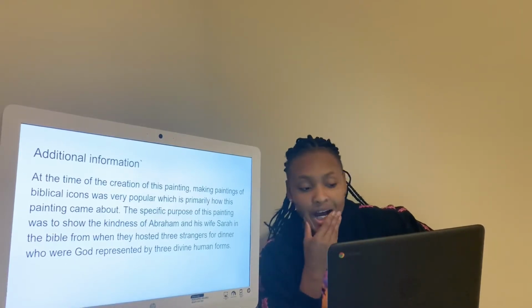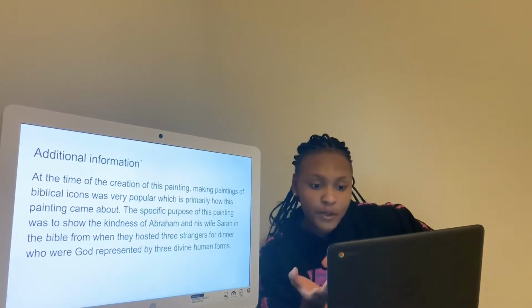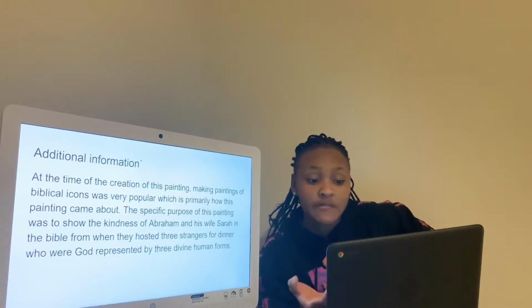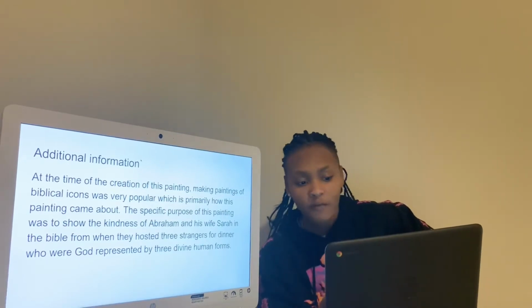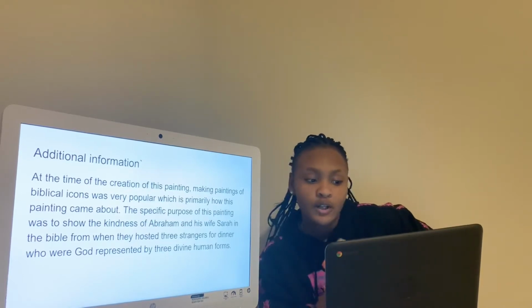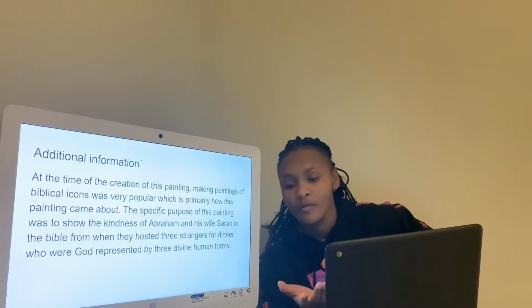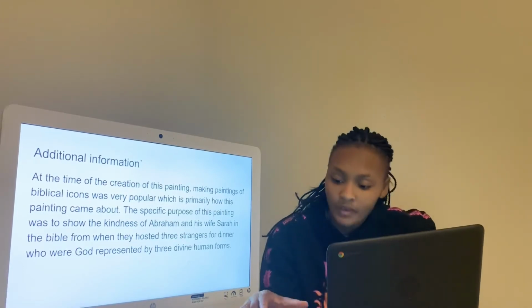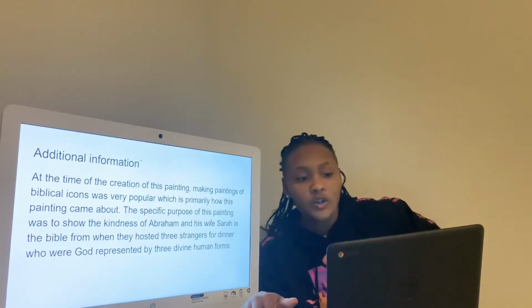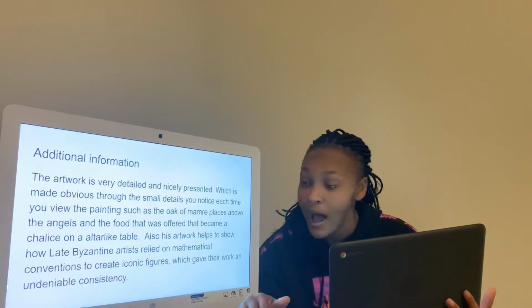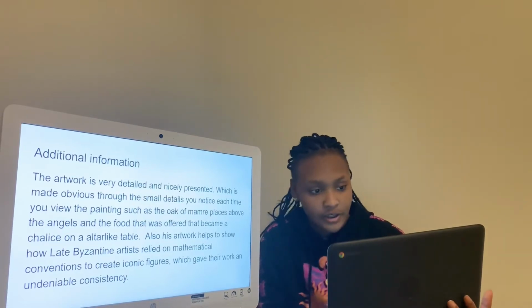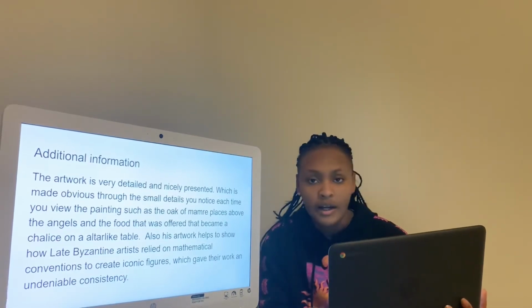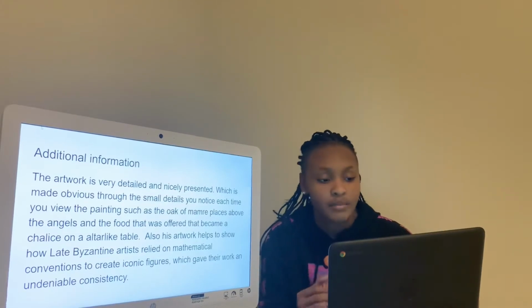And yeah, so the specific purpose of this painting was to show the kindness of Abraham and his wife Sarah in the Bible, from when they hosted 3 strangers for dinner who were God represented by 3 divine human forms. So which goes back to how he chose the painting, because there was this guy and his wife, and it was 3 strangers who they didn't know were represented by God, but they were still kind enough to house them and feed them. And so it just goes to show. So it was a no-brainer for him to pick that to paint about.